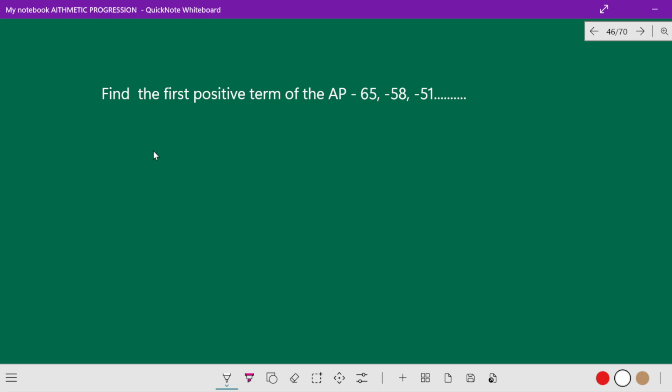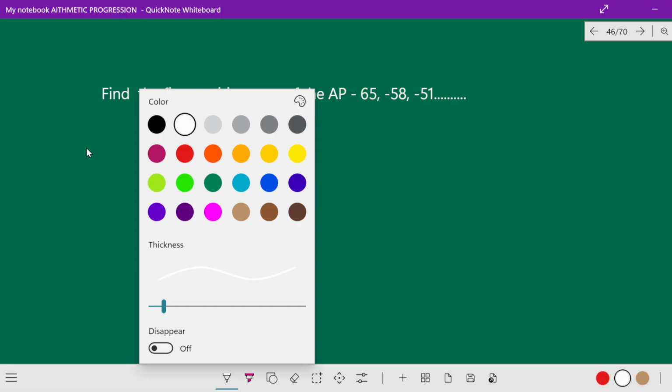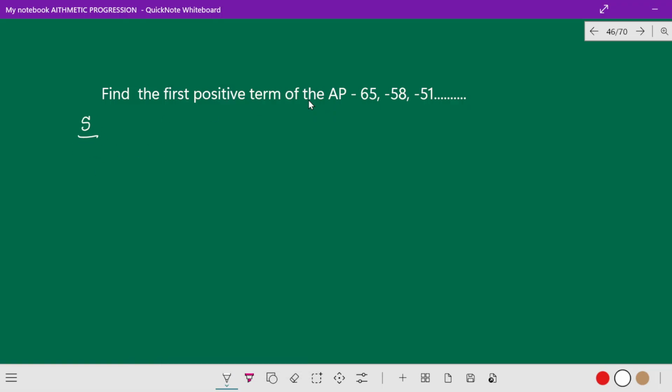Okay. The question is: find the first positive term of the AP -65, -58, -51, and so on. As we go on, -65, -58, -51, at some stage we will get 0, and afterwards we'll get some positive number. So we have to find the first positive term.